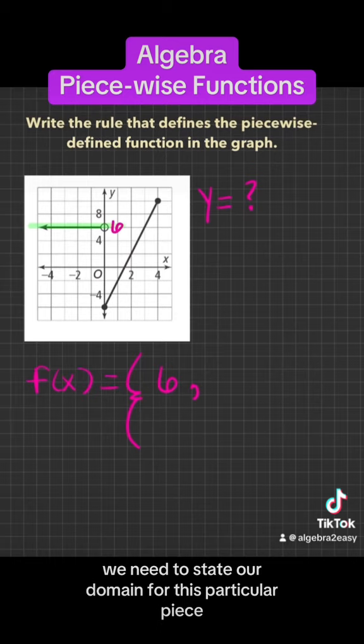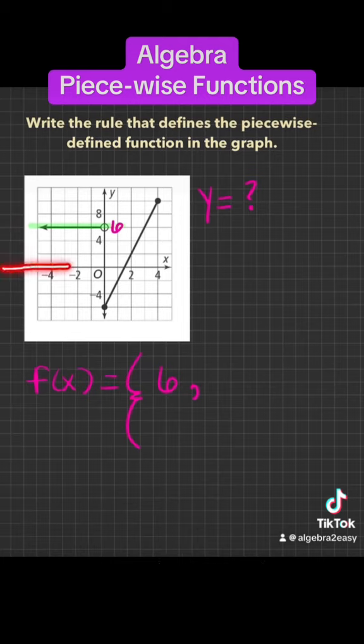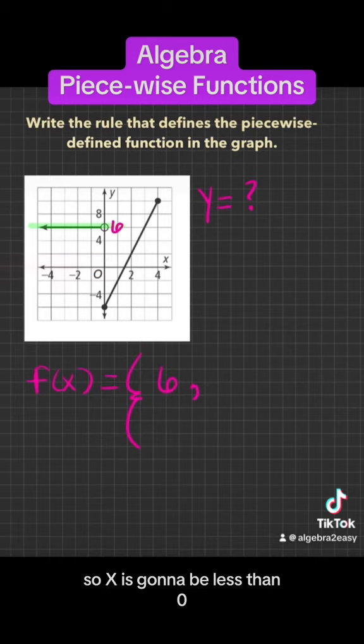Now we need to state our domain for this particular piece. If you notice here, we do include all the negative values for x. However, we end up stopping when we hit 0. So x is going to be less than 0 for y is equal to 6. Not less than or equal to because that circle is open. We move on to the linear piece.